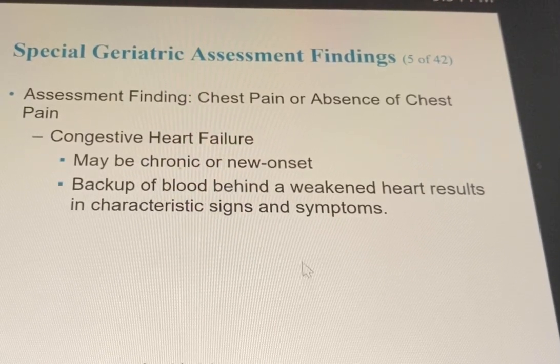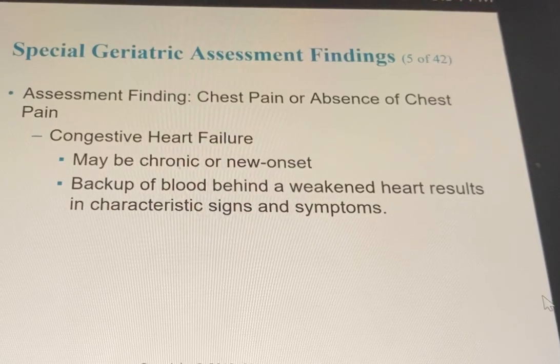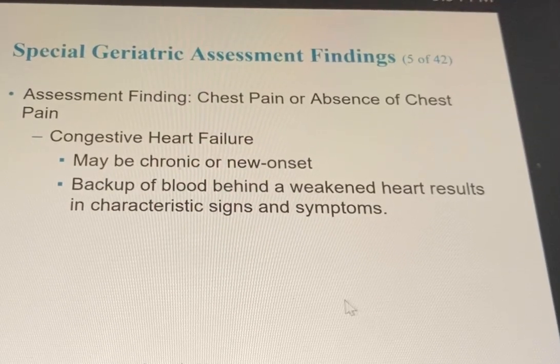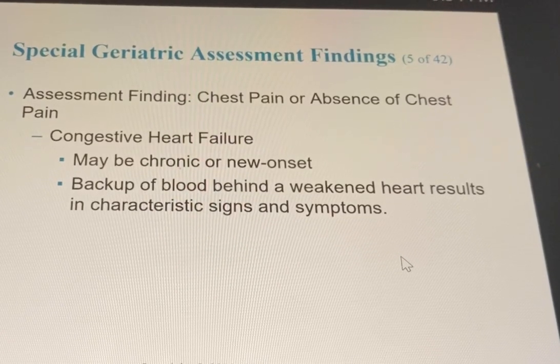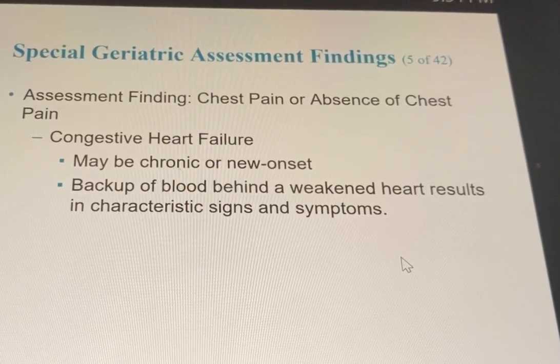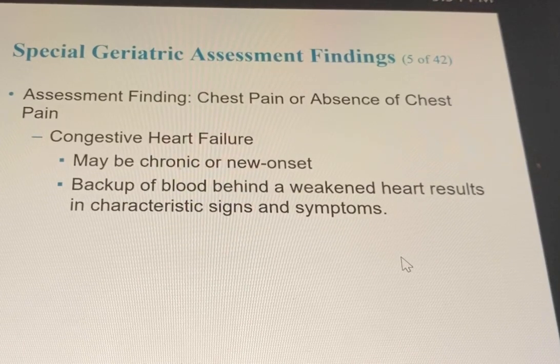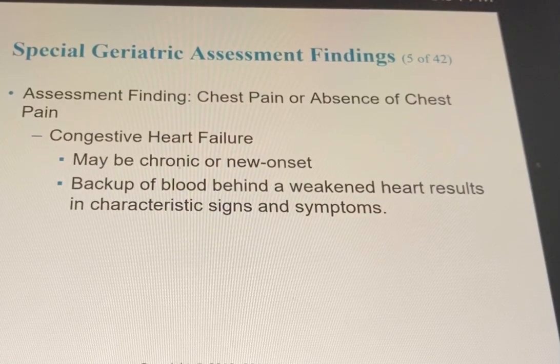Congestive heart failure can be acute or it can be chronic. Acute means a new onset, a rapid onset. And what exactly is congestive heart failure? It's where your heart is not pumping properly. So the heart doesn't move the blood forward, it backs up. It backs up in the lungs, it backs up in the lower extremities.